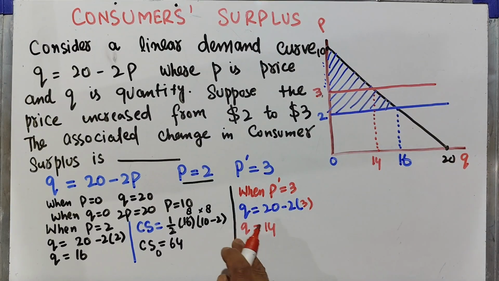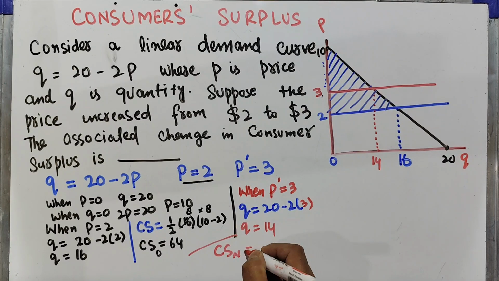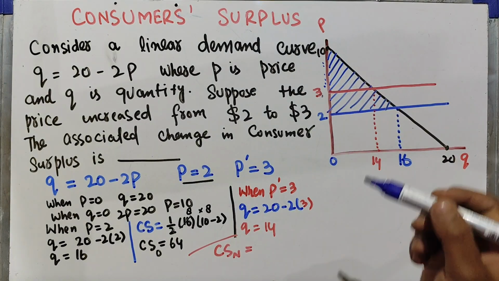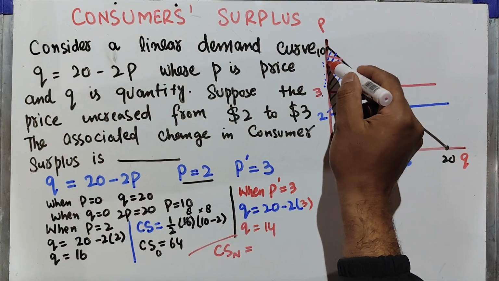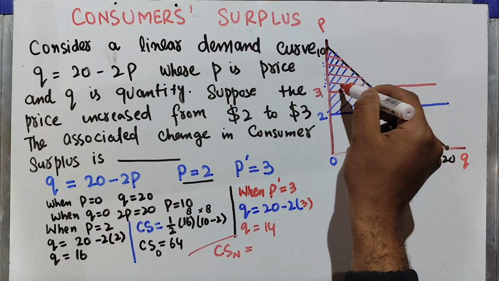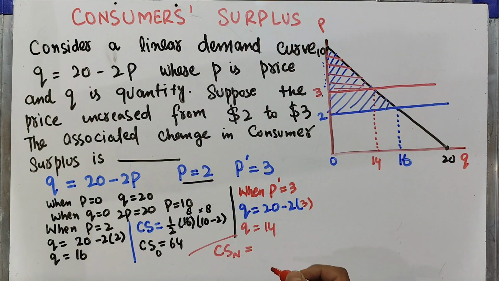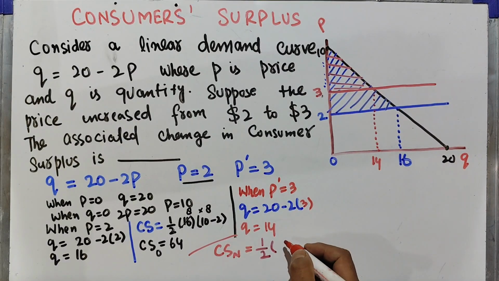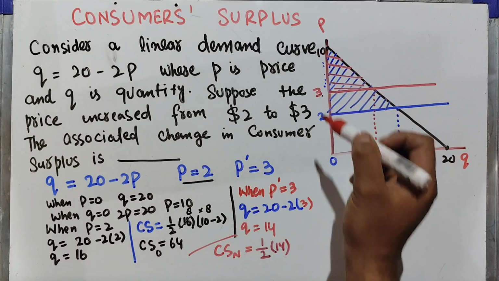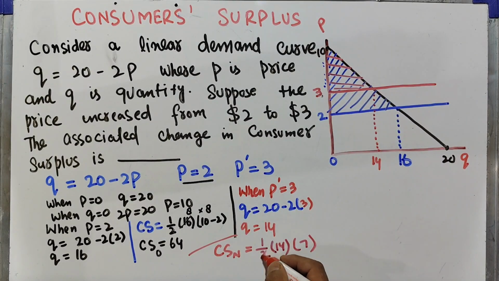Now what will be the new consumer surplus? Let's denote it by CS subscript N. That will be equal to, again, the area of this region. So area of a right angle triangle is equal to 1/2 of base. What will be base? Base will be 14 minus 0, which is 14, and what is height? 10 minus 3, which is equal to 7. So 2 ones are 2, 7s are 49. The new consumer surplus will be equal to 49.